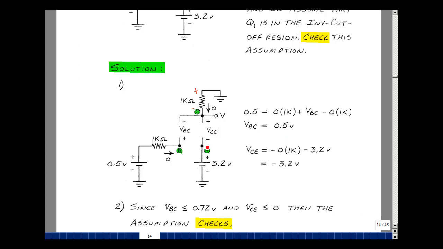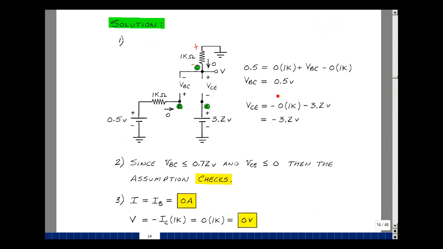Solve for the collector-emitter voltage: it is this node voltage minus this node voltage. This node voltage is minus 0 times 1K. This node voltage is a plus 3.2, but we're going to subtract that, so we get a minus 3.2. Our base-collector voltage is less than or equal to the turn-on voltage of 0.72, and the collector-emitter voltage is less than or equal to 0, so our assumption checks.